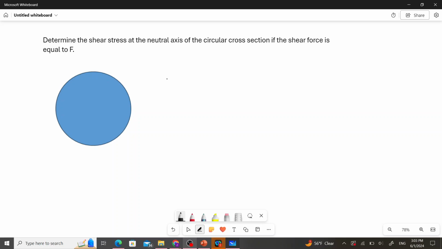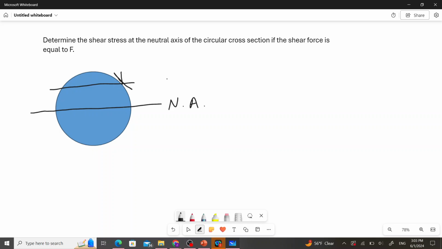So in other words, if we're looking at a circle, we can use the shear formula right there at the neutral axis to find what the shear stress is on that plane. We can't use the shear formula if we were to look at a plane up here and try to find shear stress at that plane, because the plane that we're looking at is not perpendicular to the boundary.